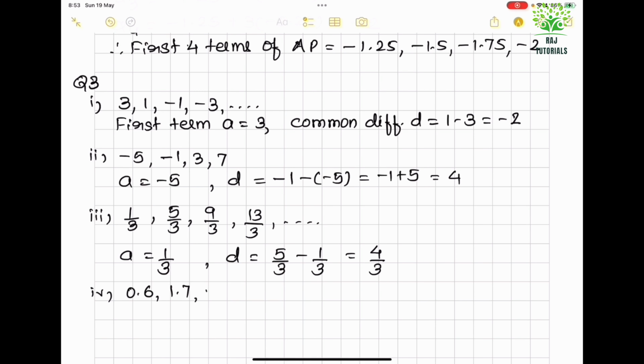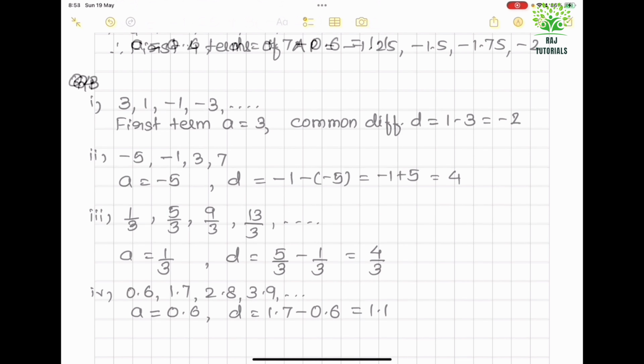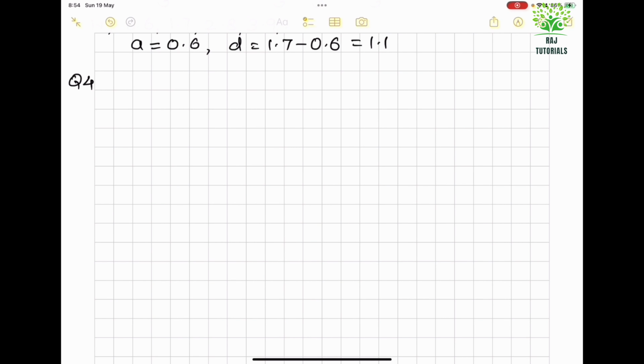0.6, 1.7, 2.8, 3.9. See, here I am already given that the terms are in AP. Since I am directly finding, because we know in AP the difference is same. A equal to 0.6, D will be 1.7 minus 0.6, so 1.1. Now question 4 says, which of the following are APs? If they form an AP, find the common difference D and write 3 more terms.